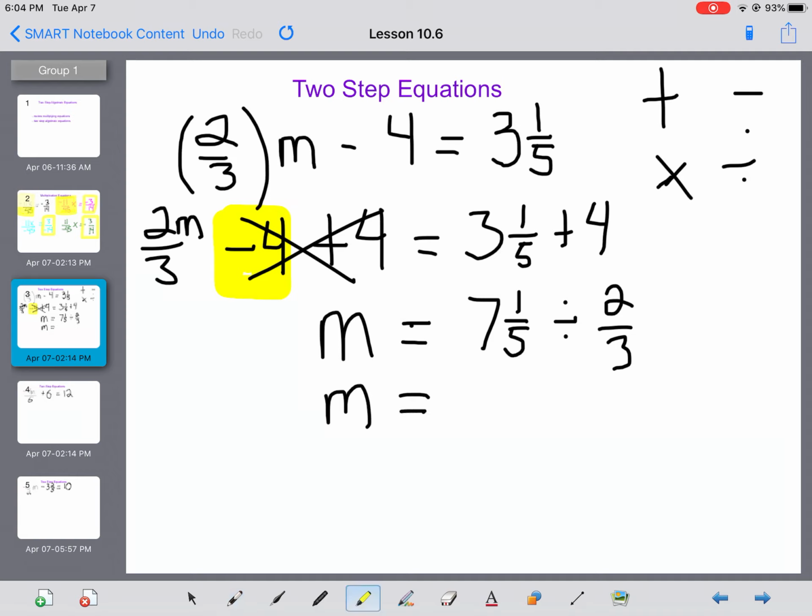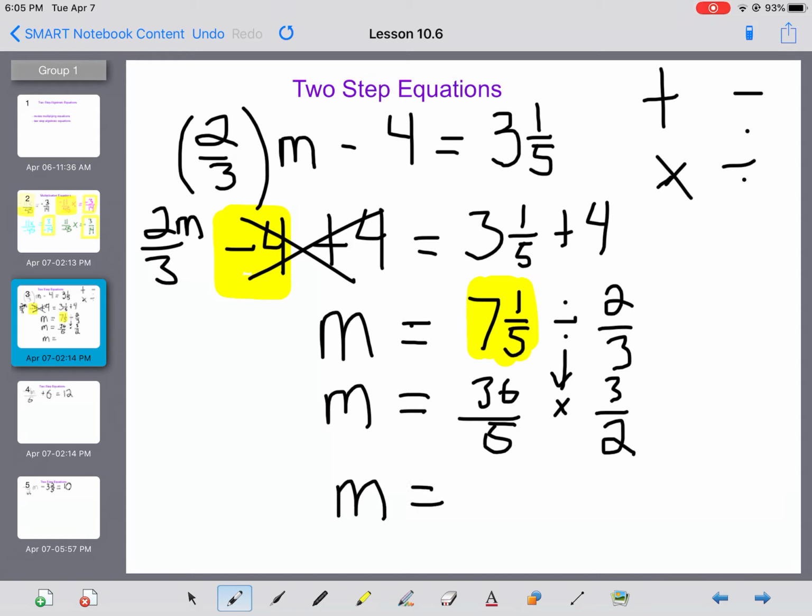Now let's do two steps on the next line. The first thing I need to do is change my mixed number into an improper fraction. So I do 7 times 5 is 35, and then I add 1. So I get 36/5. And then, like I said, I was going to do two steps. When I divide, I actually multiply by the reciprocal. So I multiply by 3/2.